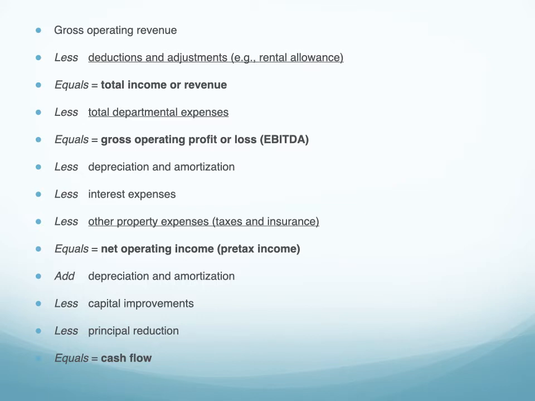So then from your gross operating profit or loss, or your EBITDA, you subtract off your depreciation and amortization, you subtract off your interest expense, you subtract off any other property expenses, taxes and insurance that are applied, and then that equals your net operating income, also known as your pre-tax income. So that's the income you actually will be paying taxes to the government on.